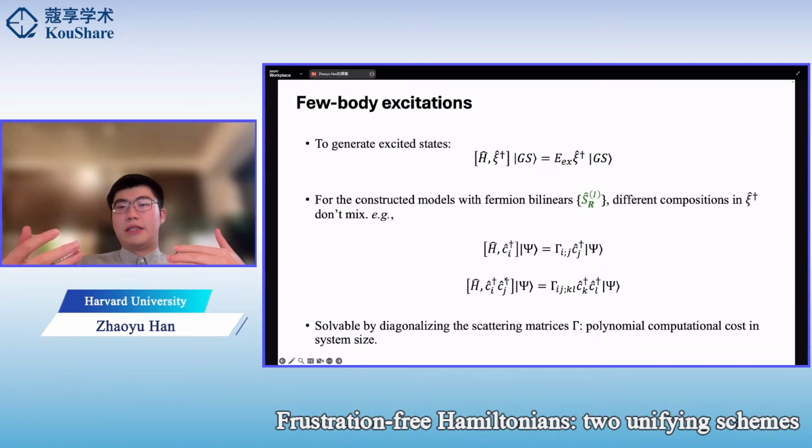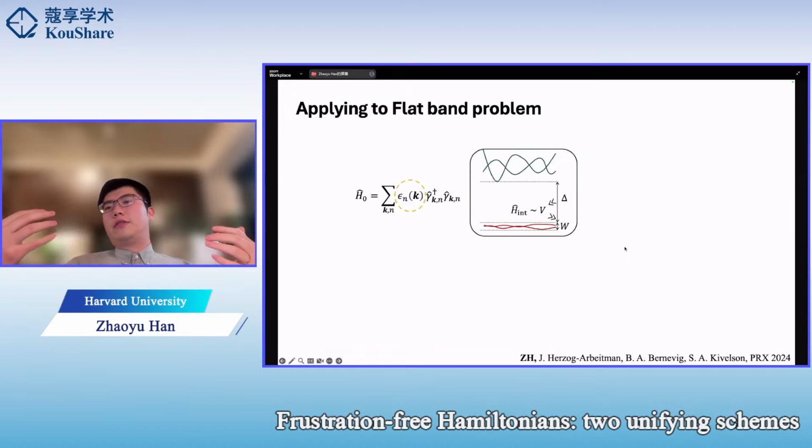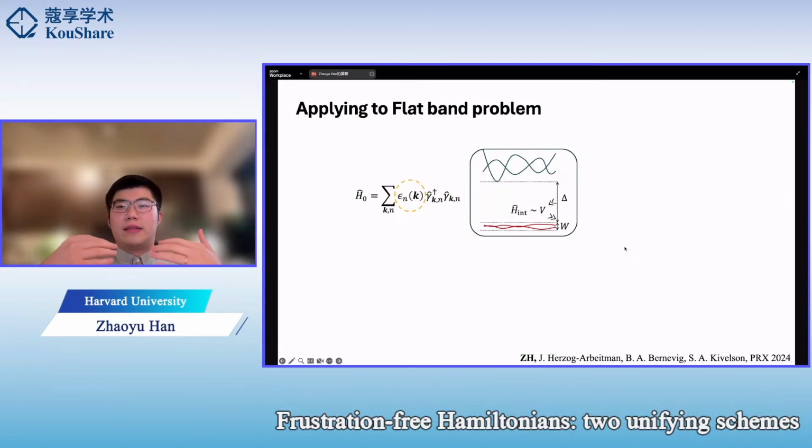Because now, for each composition sector, it suffices to diagonalize a scattering matrix, gamma, that is only polynomially large in system size. So you can always obtain accurate numerical solutions to this. Okay. Now, let's try to apply this general method to flat band problems. Specifically, we'll consider an energy hierarchy corresponding to isolated flat bands, meaning that the bands of interest have bandwidth W much smaller than the interaction strength V, which is further much smaller than the band gap delta separating the flat bands and the other bands, which we'll call remote bands.